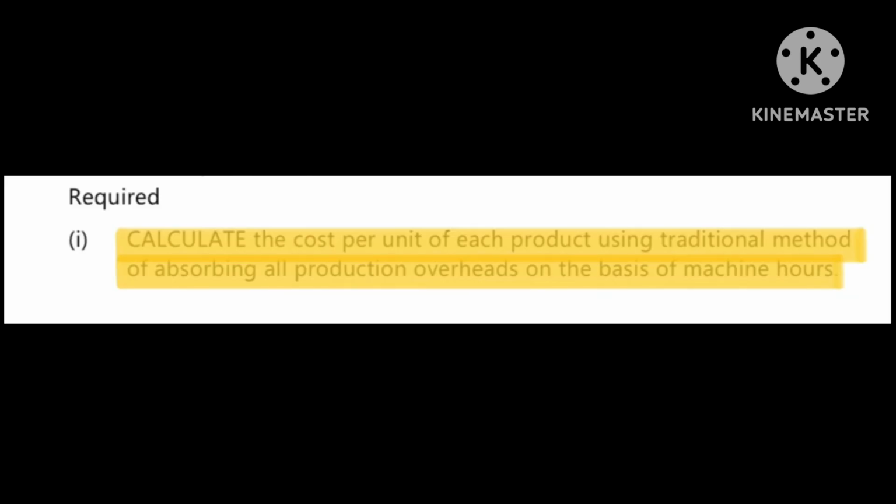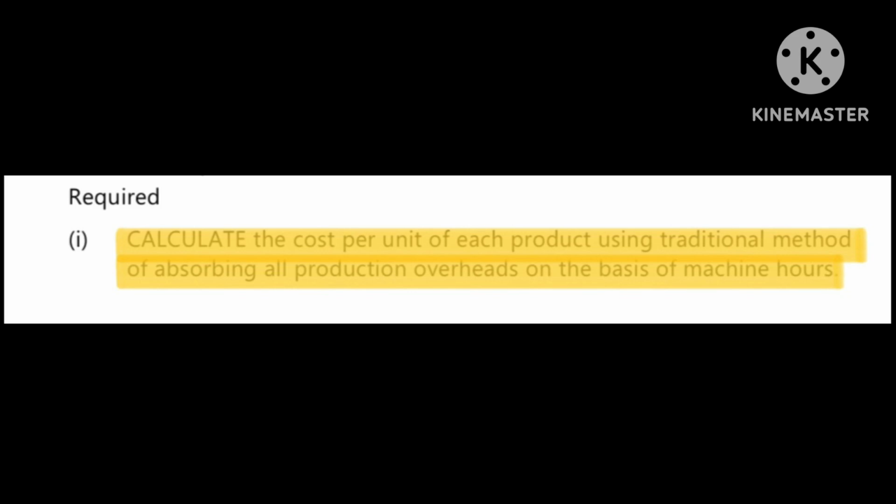Let us understand the requirement of the question. Calculate the cost per unit of each product using the traditional method of absorbing all the production overheads on the basis of machine hours. Let's understand the importance of calculating cost per unit: it is to ascertain the best price at which a product can be sold. Allocating cost through the traditional method means allocating overheads among the products on a single basis like machine hours or direct labor hours.